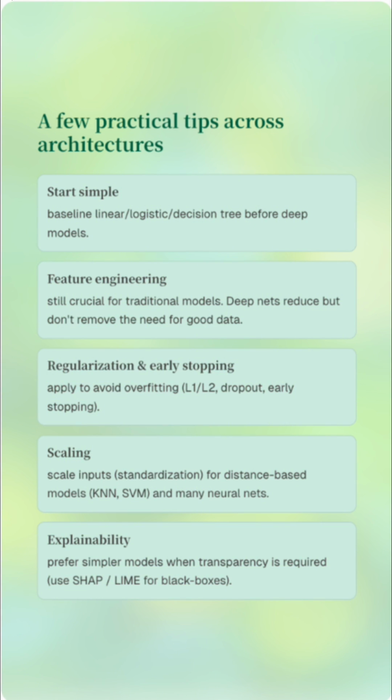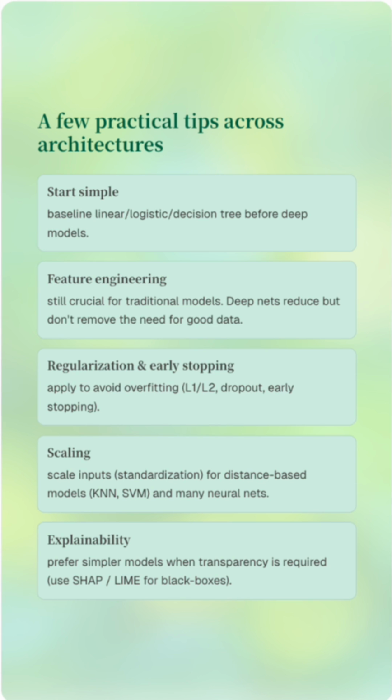Tip number 3, use regularization and early stopping. Techniques like L1, L2, dropout, and early stopping help prevent overfitting and improve generalization. Tip number 4, don't forget scaling. Standardize or normalize your inputs, especially for distance-based models like KNN and SVM, as well as for many neural networks.